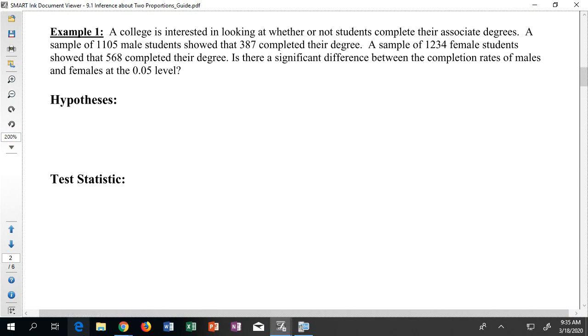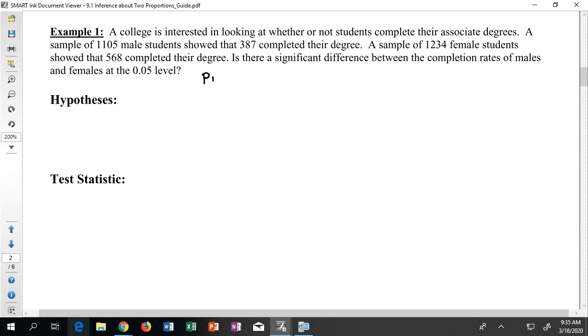A certain percentage of males are going to graduate, finish their degree. A certain percentage of females are going to graduate and finish their degree. And I might want to know, are these pretty much the same percentage? Are they different percentages? Is one higher than another? So before I even start writing hypotheses here, I might want to try to distinguish these two percentages.